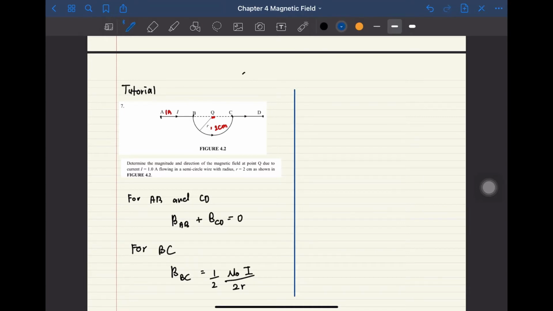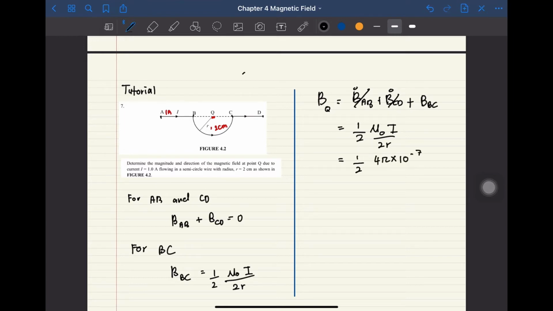So maybe I can rewrite here the sum of B net at Q. B at Q is equal to B_AB plus B_CD plus B_BC. But the first two here are equal to 0, so you are left with B_BC. And B_BC is actually half of mu naught I over 2R. So mu naught is 4 pi times 10 to the negative 7, multiplied with the current 1 ampere, and you have a radius of 2 centimeter. I have to change it to meter, because you have a constant over there.